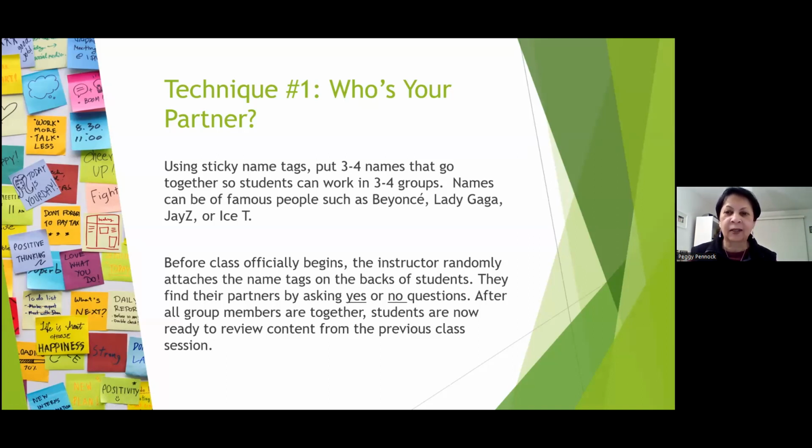Before class begins, the instructor randomly attaches a name tag on the backs of students. They have to find partners by asking yes or no questions. After all the group members are together, students are now ready to review content from the previous class session.